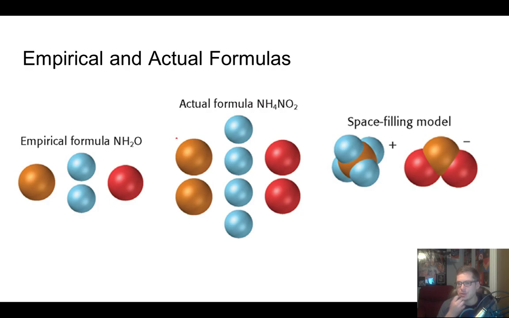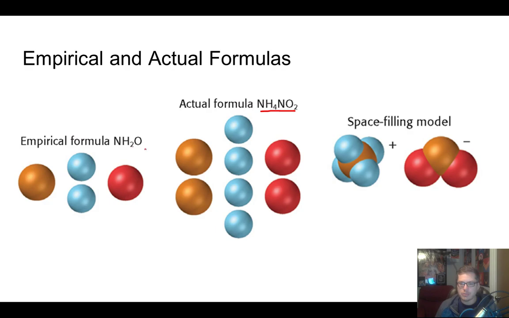First of all, let's start with empirical formulas. So if we have this compound NH4NO2, remember, we've talked about before how this represents the number and type of elements that are in that compound, right? So in this particular one, we've got two nitrogens, one there and one there, four hydrogens and two oxygens, and that's what these balls represent here. The gold ones are the nitrogens, the blue ones are the hydrogens, and the red ones are oxygens. So this is what the actual formula looks like; this would be ammonium nitrite.